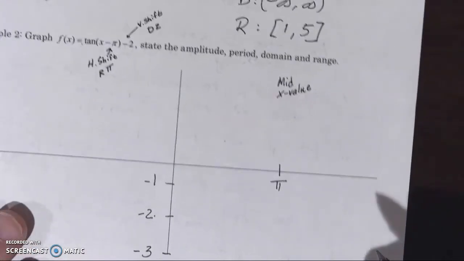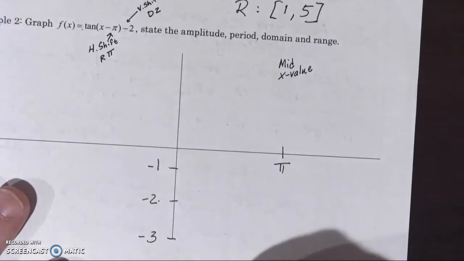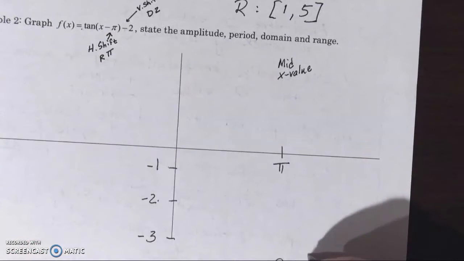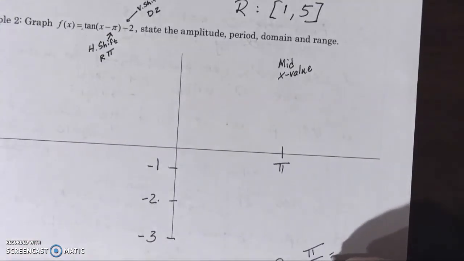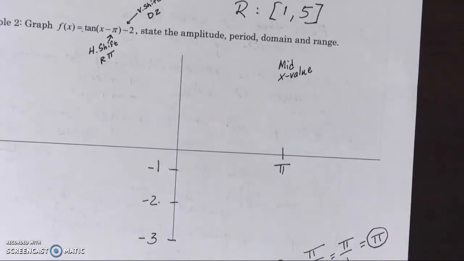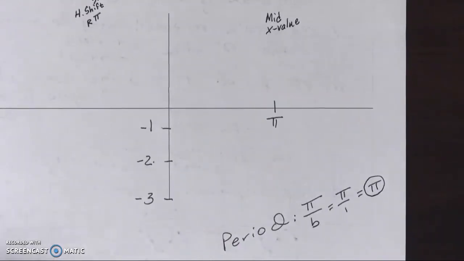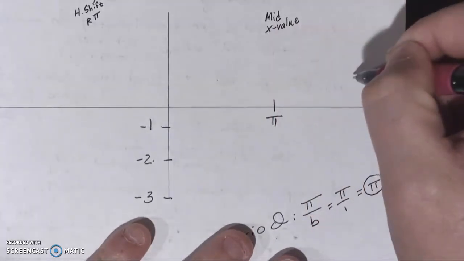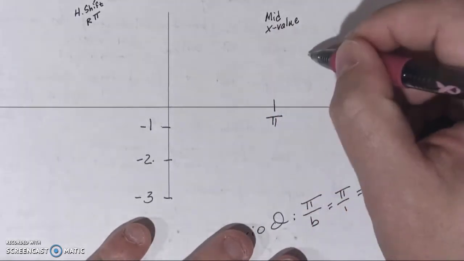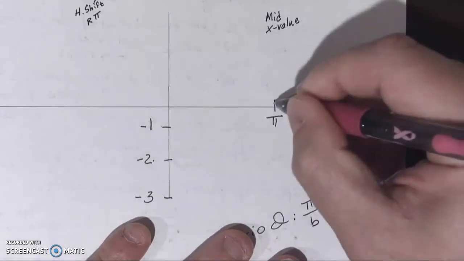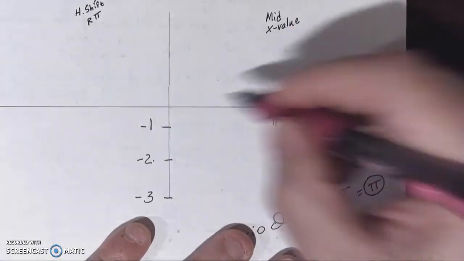All right. Tangent, its parent function period is pi. Okay. There is no b value. So the period would be pi over b, or in this case pi over 1. There's no change in the period of this function to the parent function for tangent. All right. So what we're going to do, we're going to add half the period, or pi over 2. Pi plus pi over 2 is 3 pi over 2. Pi minus pi over 2 is pi over 2.